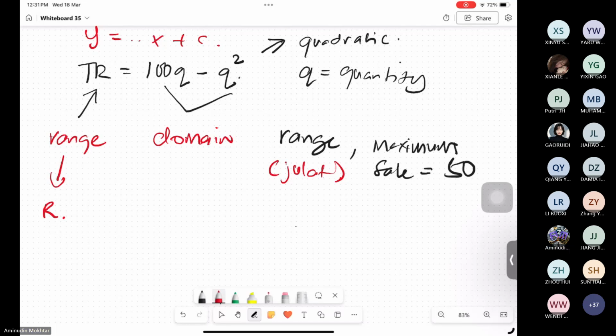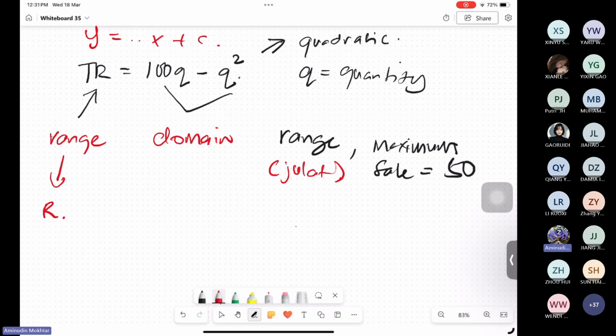Now the question is about the domain. We need to find domain. What is domain? Now domain refers to the variable that is located at the right hand side. The input. In this case, the value of the TR is subject to the quantity. So we need to make some modification here.